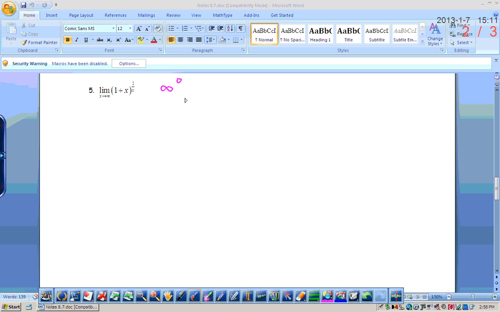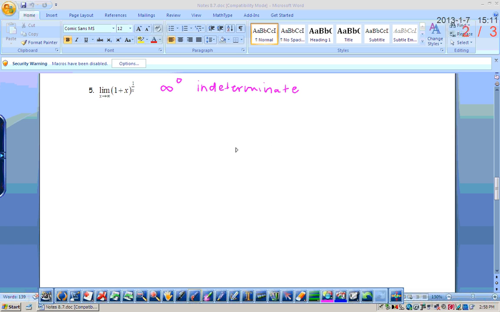And at first glance, you may think that this just equals 1, because anything to the 0 power equals 1. However, infinity to the 0 is actually an indeterminate form. And on the last page of these notes, there's a list of indeterminate and determinate forms. And infinity to the 0 is just one of those things that is indeterminate. So we're going to have to do more.